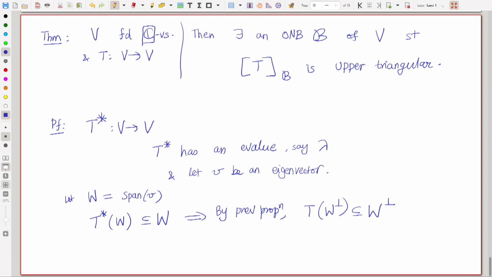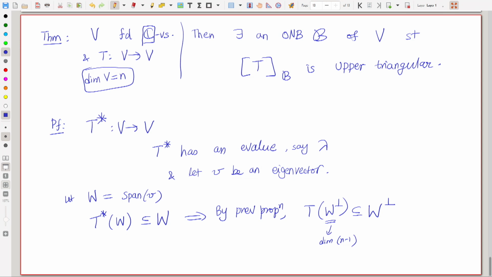Okay. Now what has happened is the size of my problem has gone down by 1. If V had dimension n, let us look at this space W perp. What is its dimension? It is n minus 1, right, because my W has dimension 1 and so this has dimension n minus 1.